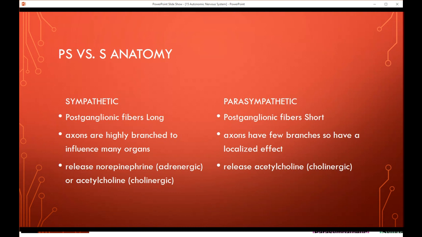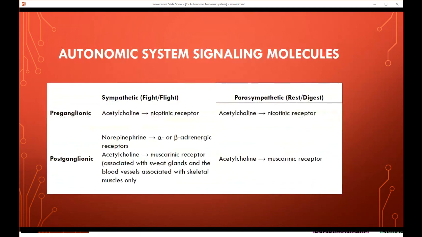Right? The axons are highly branched. They influence many organs. However, in the parasympathetic case, that's our rest and digest. They have fewer branches, so they have a localized effect. And they actually release different types of neurotransmitters. So in the case of sympathetic, we're going to release norepinephrine or acetylcholine. However, in the parasympathetic case, we're going to release acetylcholine. So here you go, you can see that.